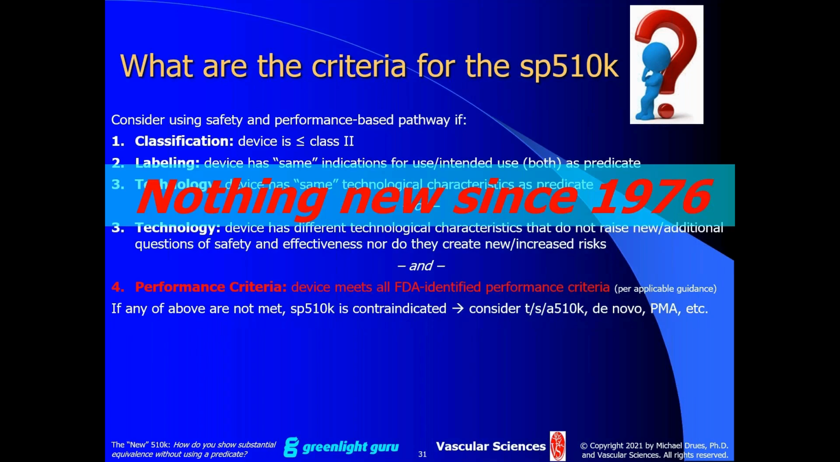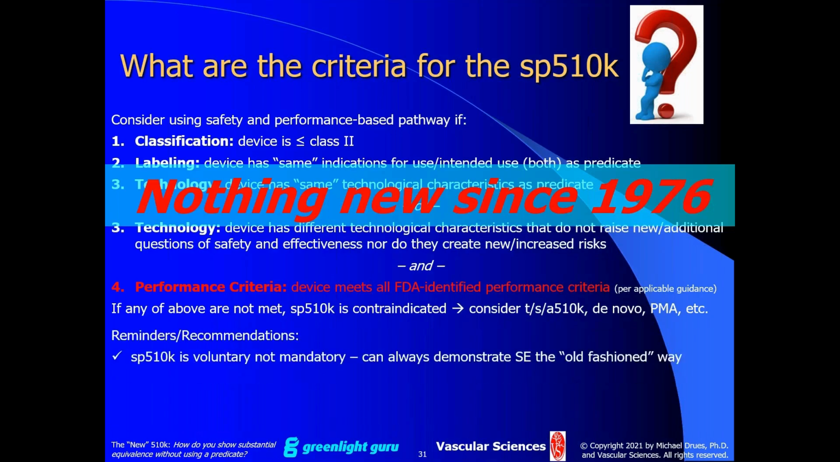But you need to consider some other form of 510K, or you need to consider a de novo if you're still class 2 but not substantially equivalent, or if you're not class 2, now you might have to consider a PMA or an HDE or one of those other pathways that I had on the screen a few minutes ago. So here's a few reminders and recommendations.